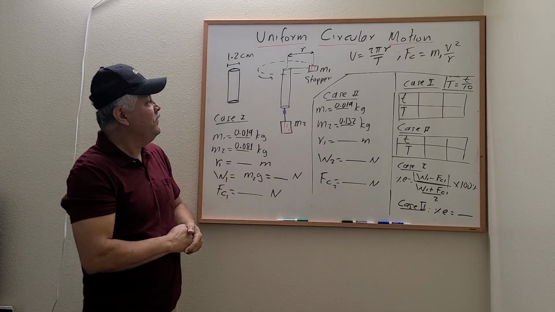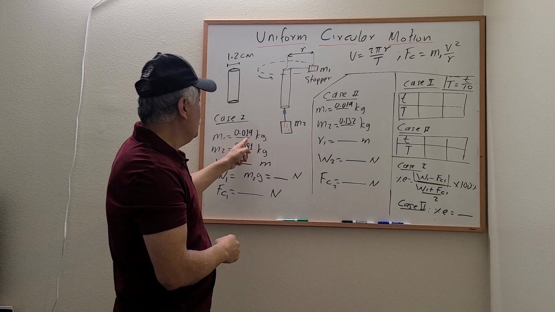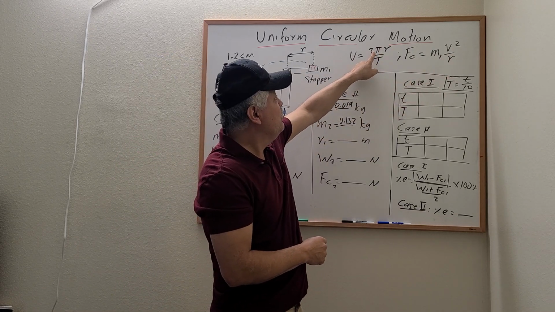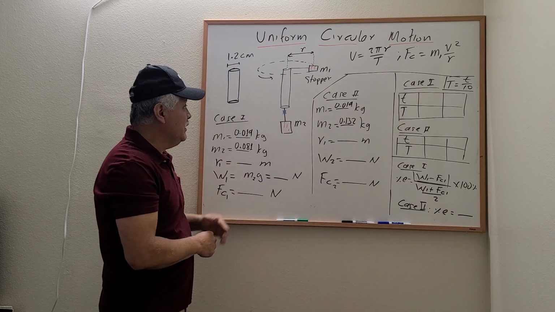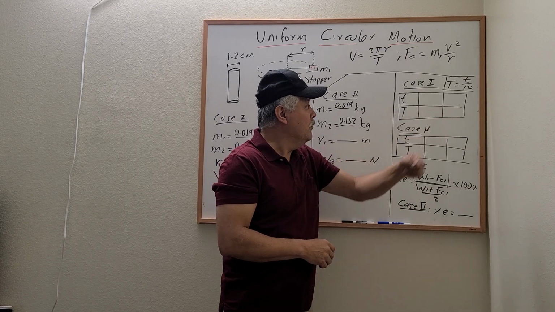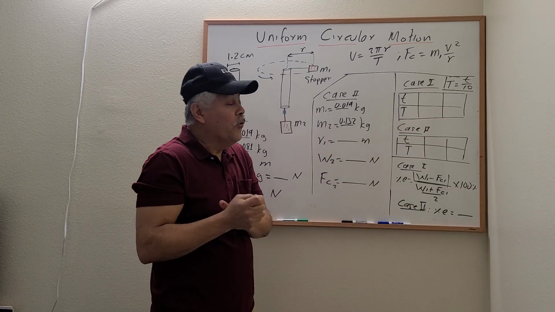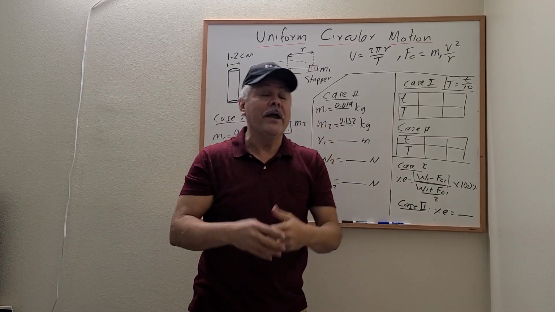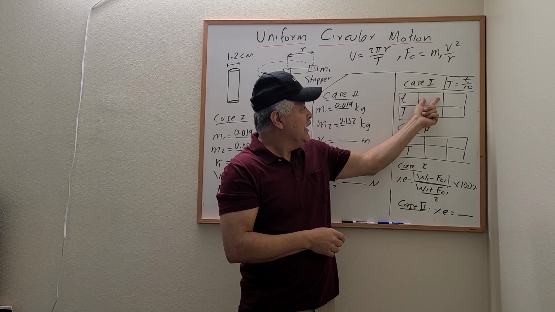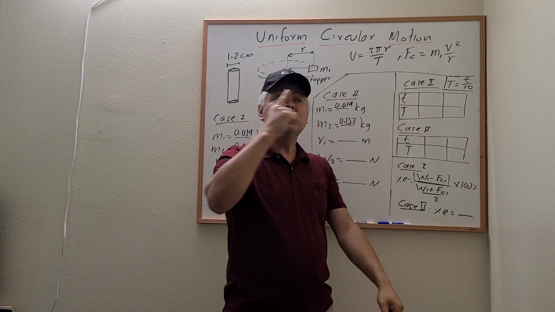Perfect. Then we substitute the values. This is given. The velocity is substituted by 2 pi r over the time, and r is also provided right here. And we have the time. The time is going to be found in these two boxes. We have two cases, and for each case, two trials. For case one, let's make one trial and find the time again for 10 revolutions.